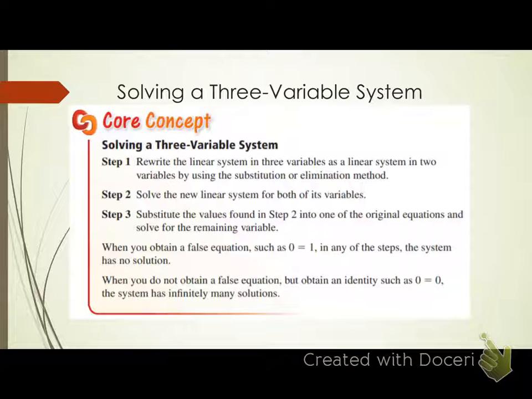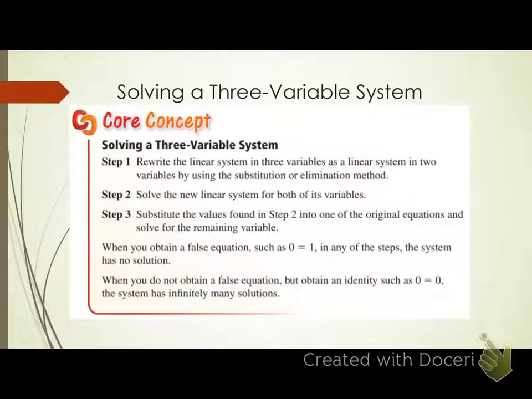So let's write down these steps of solving a three-variable system. Step 1, we want to rewrite the linear system in three variables as a linear system in two variables by using the substitution or elimination method. So yesterday we used graphing, substitution, and elimination. Today we're only going to use substitution or elimination. So we want to break our three variable system down into a two variable system. That's step 1.